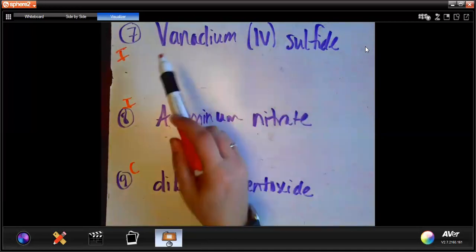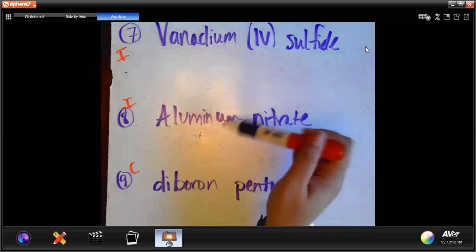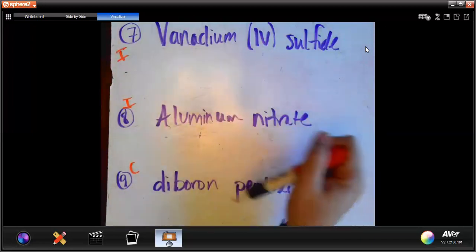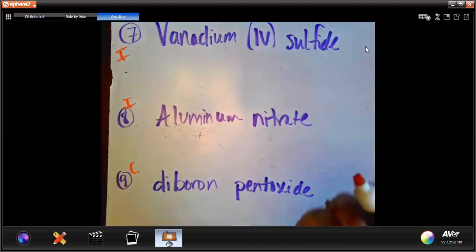Now, we also know this is ionic because it's got a Roman numeral in it. We also know this is ionic because there's no prefixes, right? And our covalent are the only ones that use prefixes. That's another way you can know when you see the name.